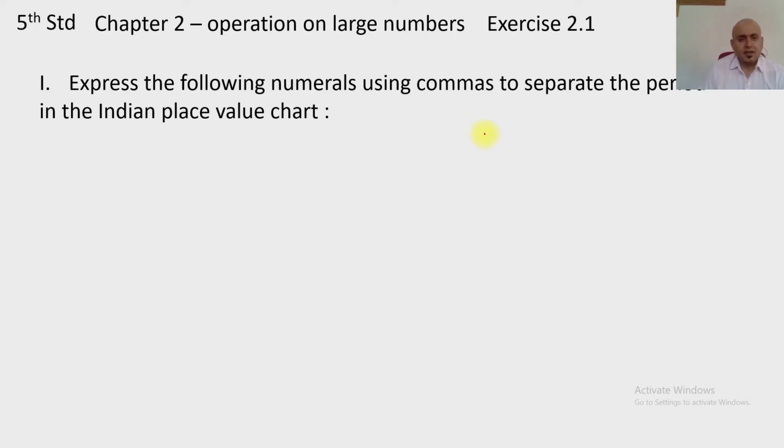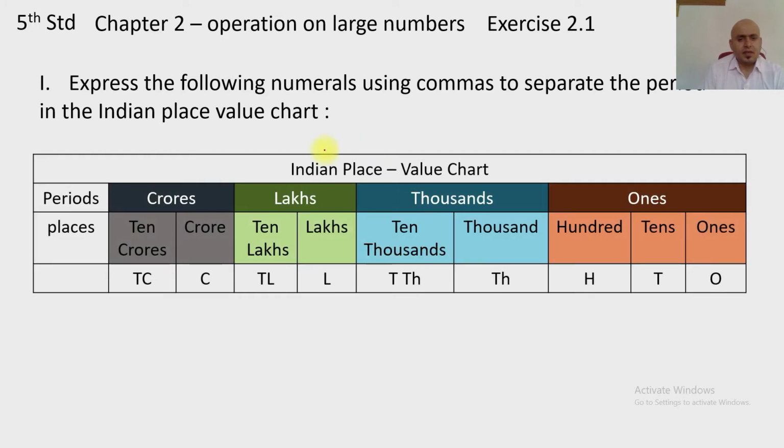Let us see the chart. This is the Indian place value chart. In the Indian place value chart, you start from ones, that is ones, tens, hundreds, and this is a group called the ones group. Next is thousand and 10,000, and this is called the thousands group. And lakh, 10 lakh is called the lakhs group, and crore, 10 crore is called the crores group. So we got four groups: the ones group, thousands group, lakhs group, and crores group.